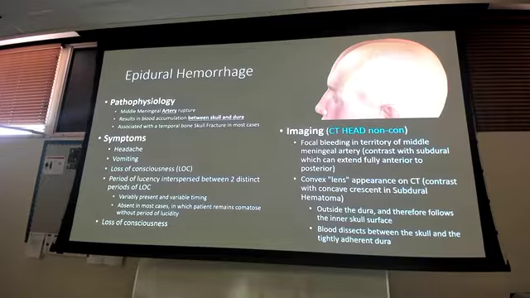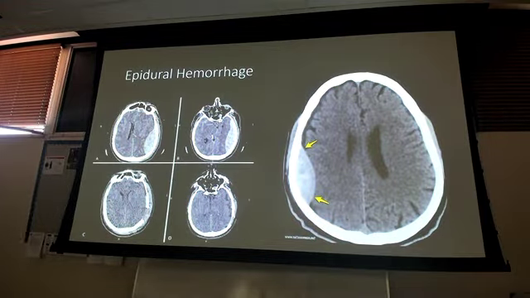All right? CT head non-con, your focal bleed is going to come from the middle meningeal artery. Now you're going to have a convex lens appearance. It's going to be a football-shaped bleed on the side of the head back here.